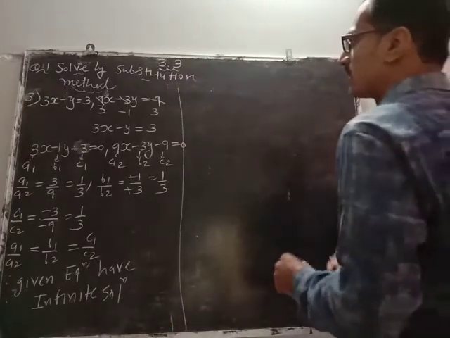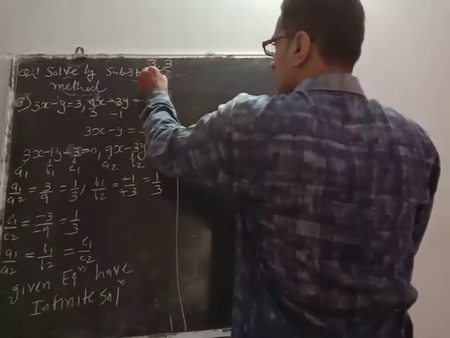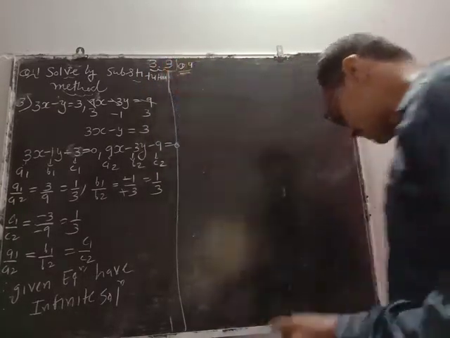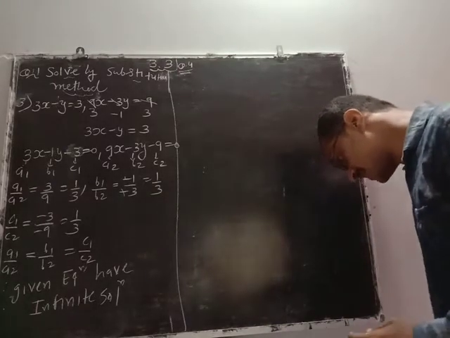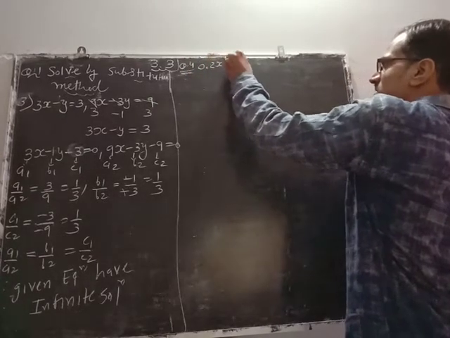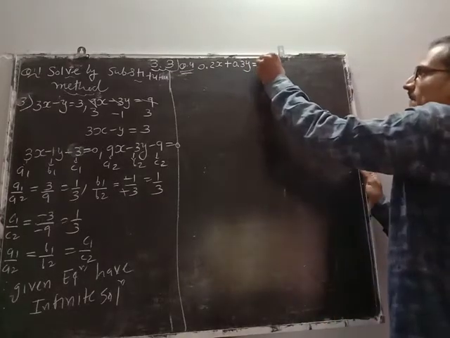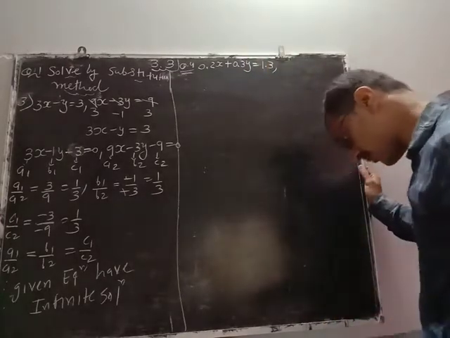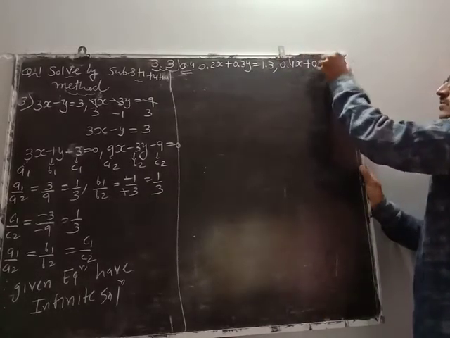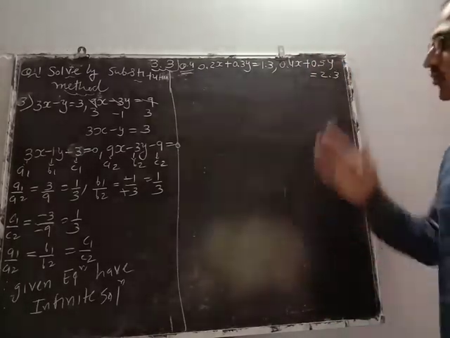Let us solve equation number 4. Here it is: 0.2x plus 0.3y equals 1.3, and 0.4x plus 0.5y equals 2.3. So as I told you, again we'll reduce the equation.